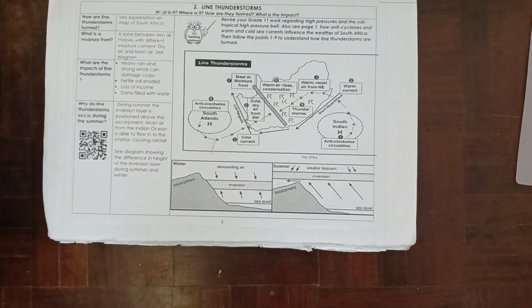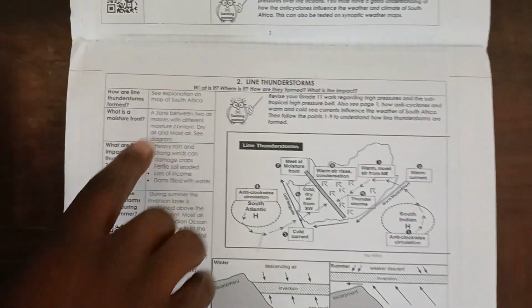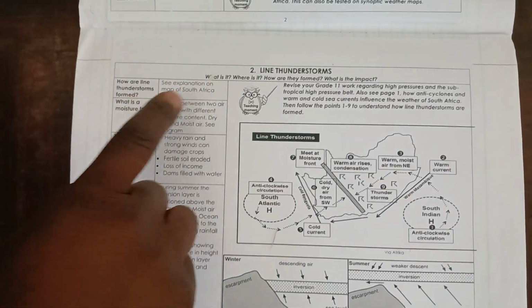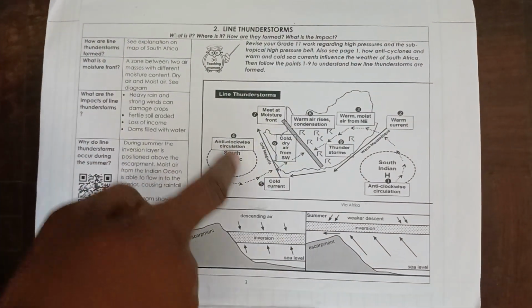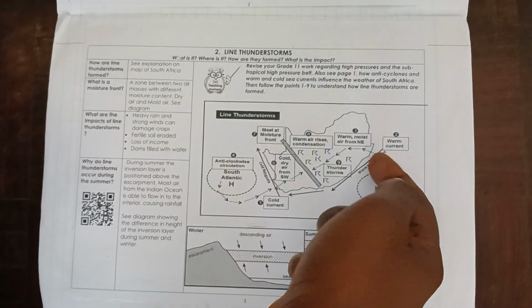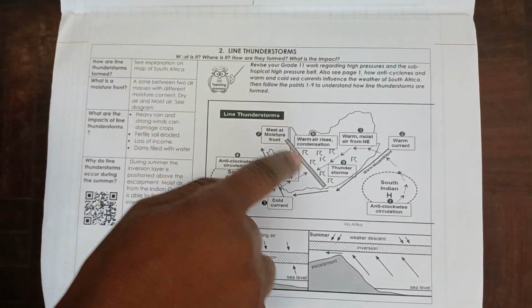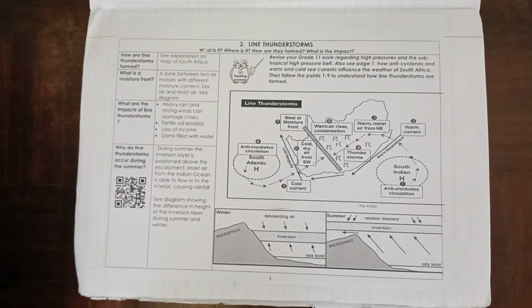What are some of the things that you also need to remember then? A moisture front: a zone between two air masses with different moisture content, dry air and moist air. We are saying dry air is coming from the South Atlantic high and moist air is coming from the South Indian high. That's where we have got your moisture front. You have to know what it is.